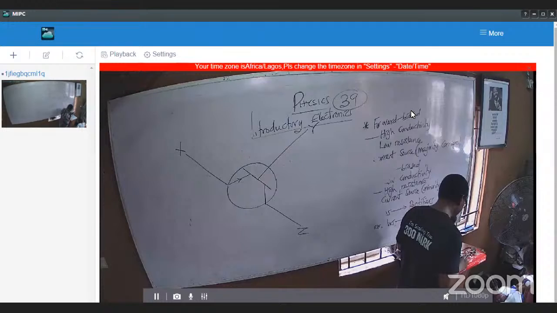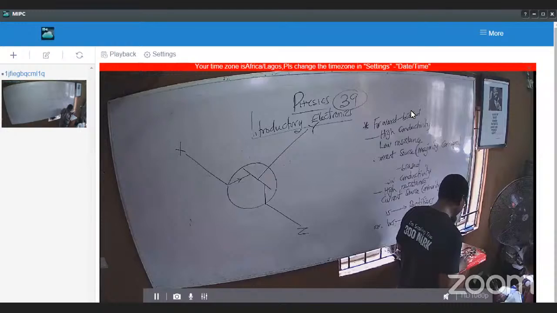So that means oscilloscope is used for measuring signals. Number 7.